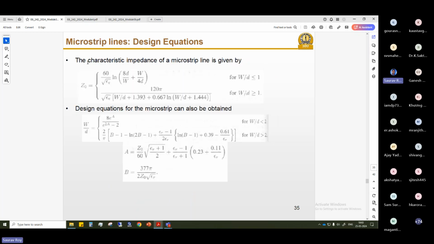And similarly, there are formulas for calculating line impedance, like Z naught for the microstrip line. That will depend on epsilon E as well as the characteristics of the line, like the thickness, and W is the width of the line. These are mostly empirical formulas. You can find a lot of tools on the internet which will give you all these values.